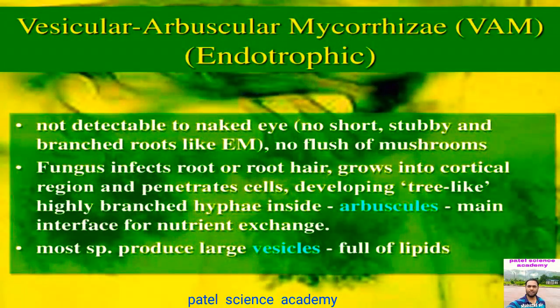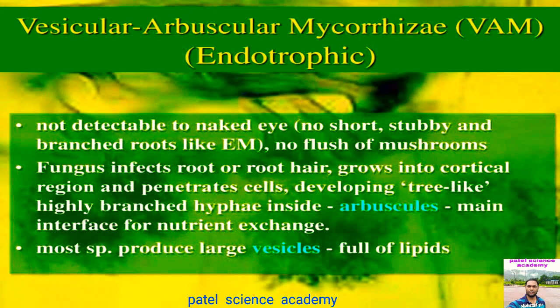This is about the role of the mycorrhizae. So this is that VAM, vesicular arbuscular mycorrhizae, endotropic. So it is not detectable to naked eyes, not short, stubby and branched root like EM, no flesh of the micro mushroom. Fungus infects the root or root hair and grows into the cortical region and penetrates cells, developing tree-like highly branched hyphae inside, as I showed you in the previous slide.